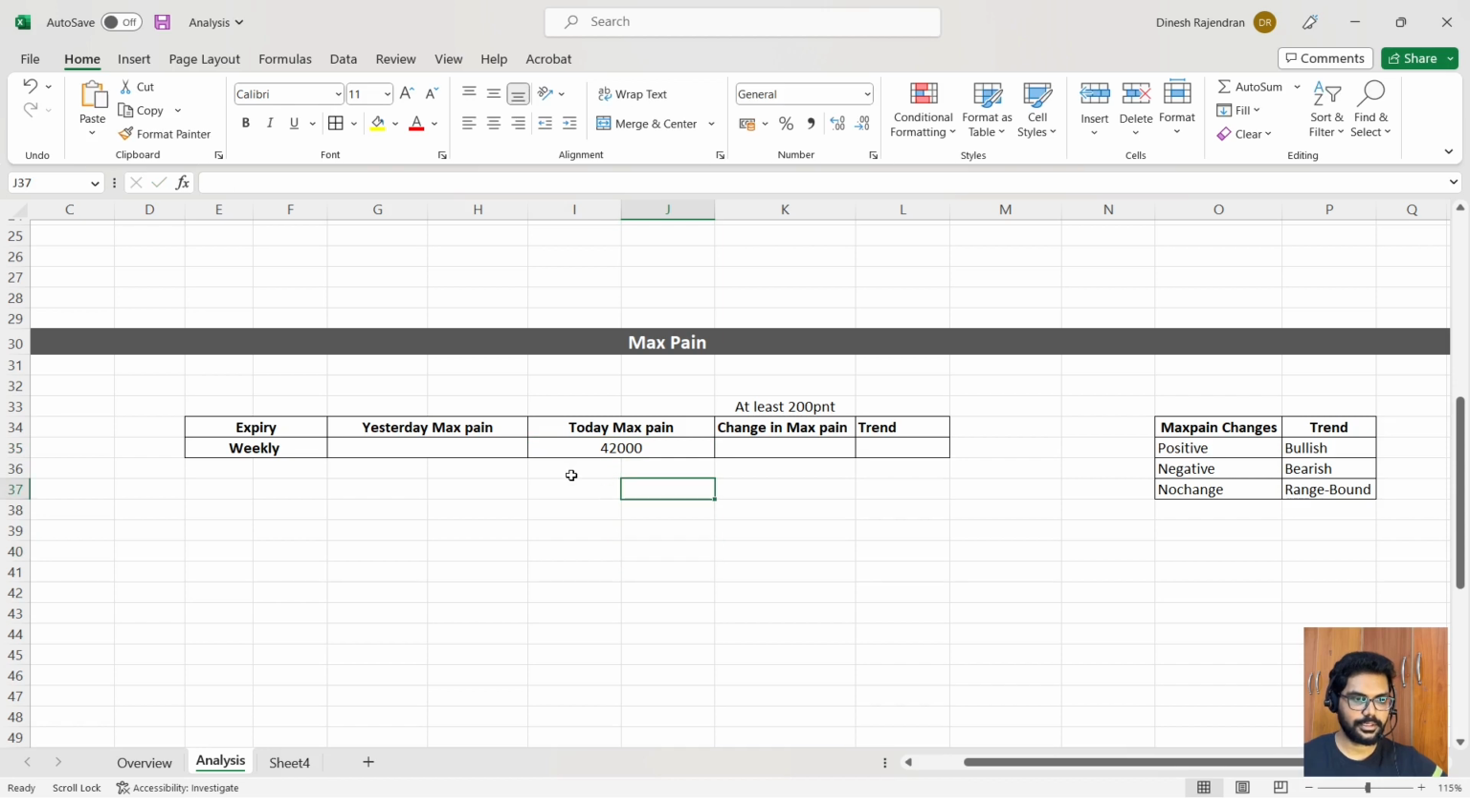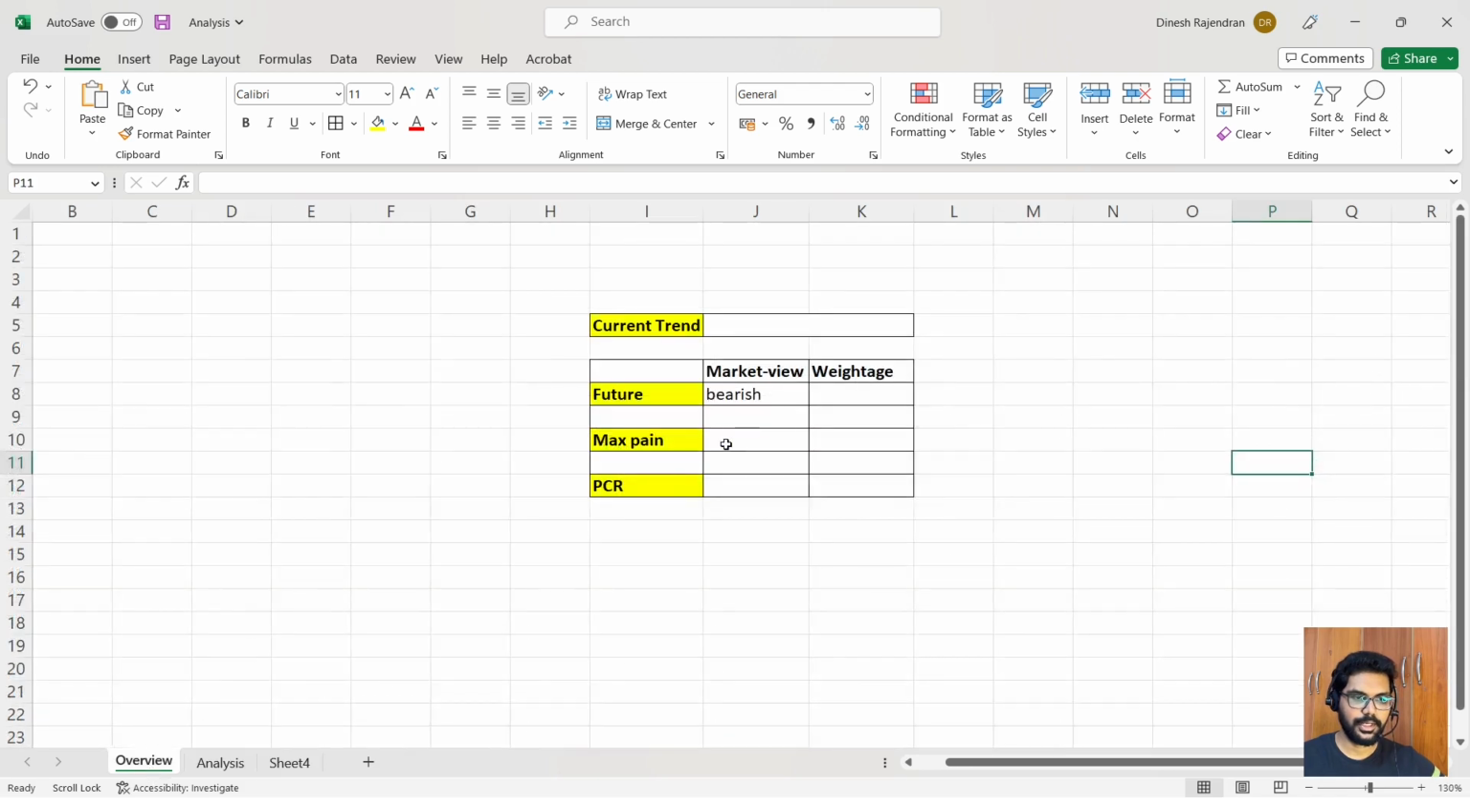So I noted Thursday's max pain, which is 42,200. On Friday it is 42,000, and yesterday's data is 42,200. So the change is 200 points negative, correct? The change is minus 200, which means bearish. So the market is bearish here. We can note it down in the overview as well.